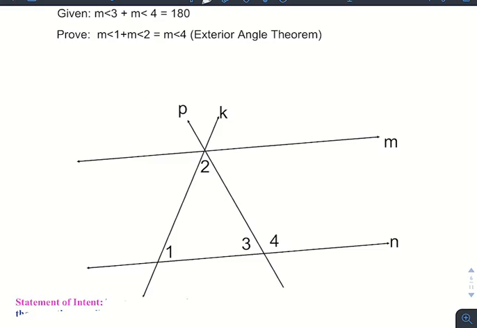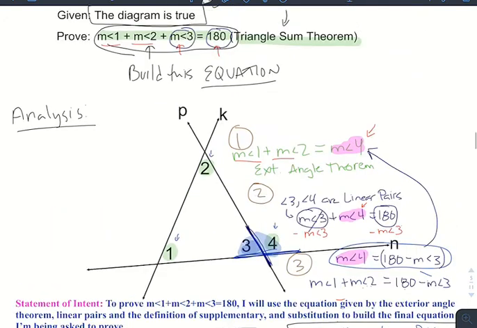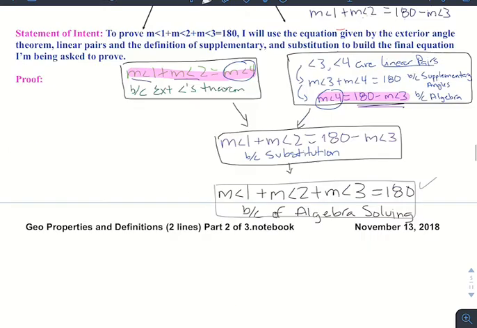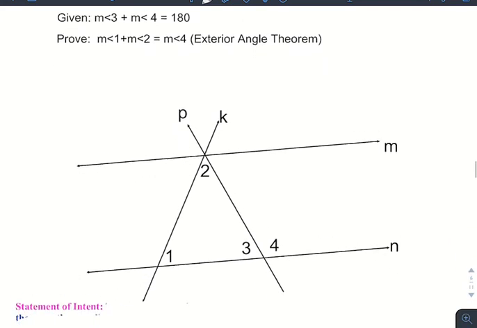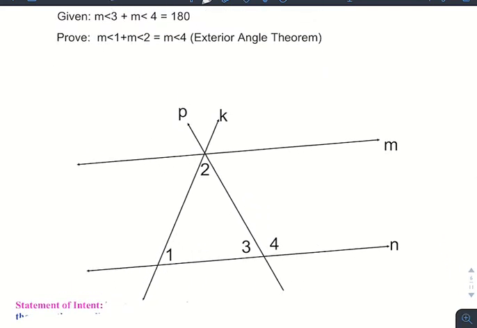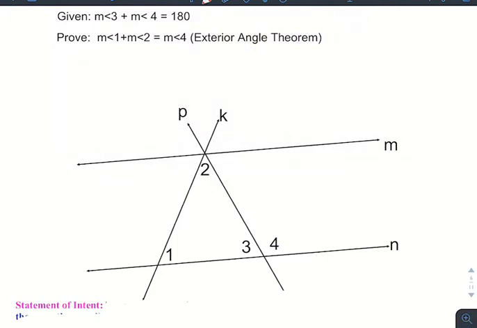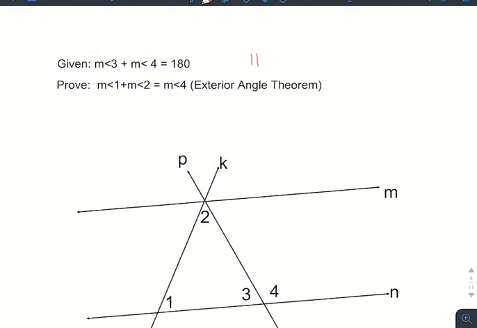Hey guys, isn't this a classic math problem? In the previous proof we wrote, we had to prove the triangle sum theorem, but we couldn't use it, so we had to use the exterior angle theorem to create an equation. On this one, it's just reversed. We want to prove the exterior angle theorem is a true theorem, and so that means we cannot use this fact. We cannot use the exterior angle theorem in our proof.